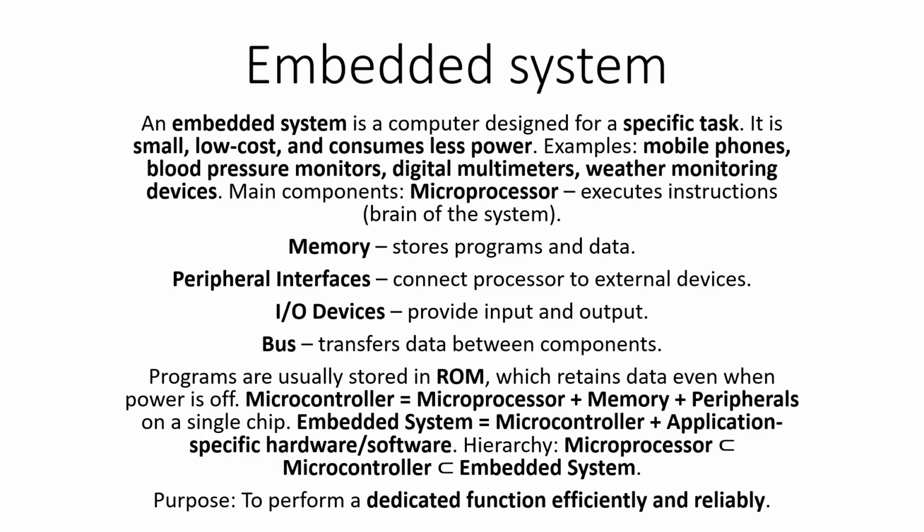So what is a microcontroller? A microprocessor, memory and peripherals on a single chip is known as a microcontroller. Embedded system equals microcontroller plus application-specific hardware or software. The microprocessor is inside the microcontroller, and the microcontroller is inside the embedded system. So the microcontroller and microprocessor are embedded inside a system.